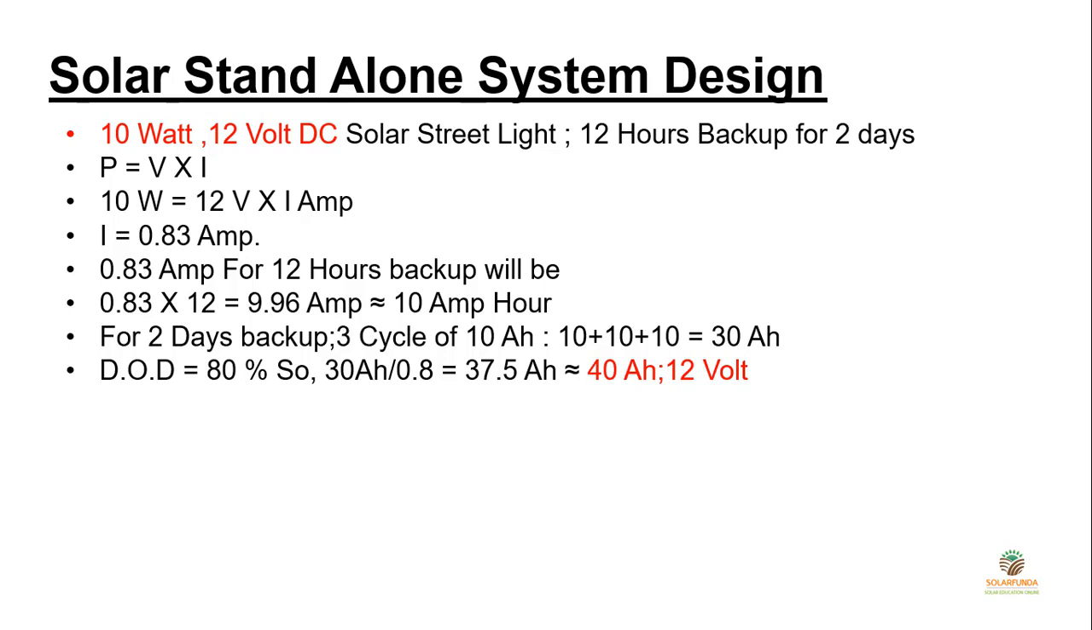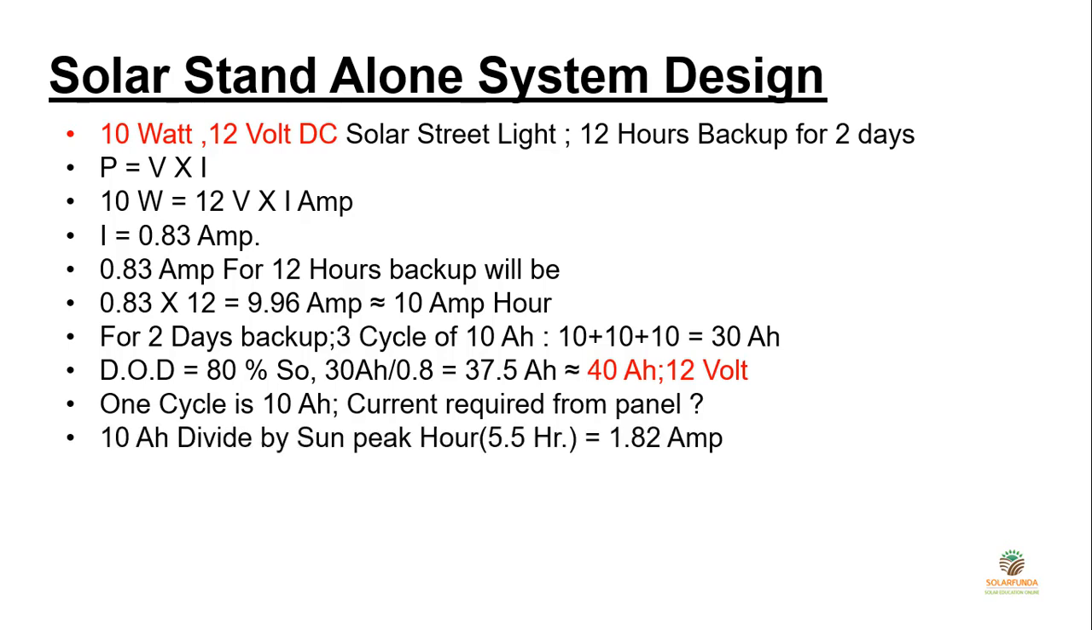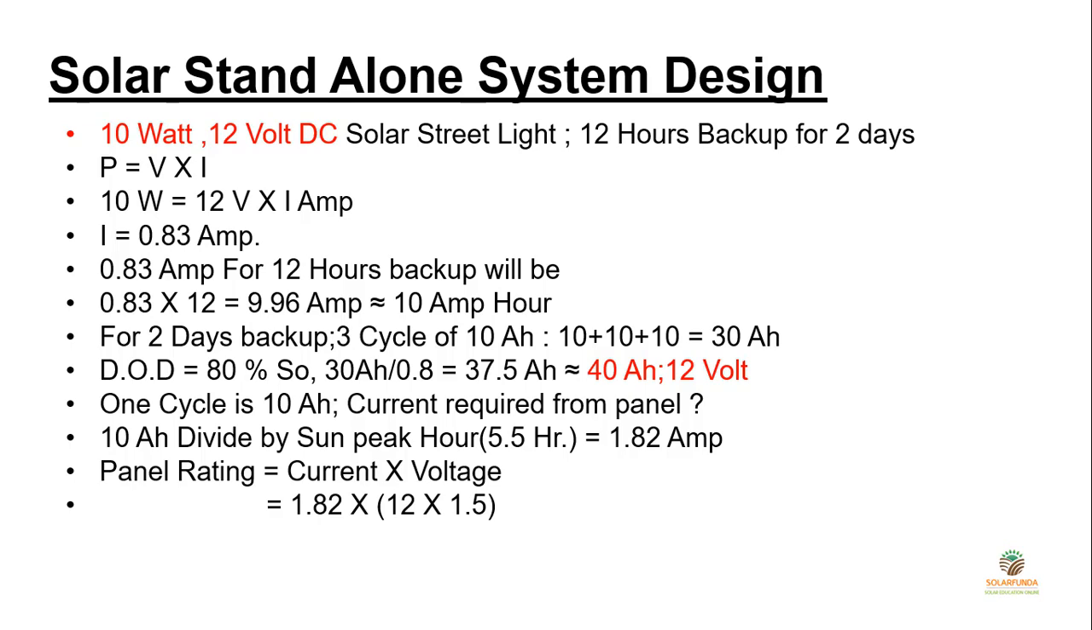For one cycle, the charging current required is 10 amp hours divided by the sun peak hours of 5.5 hours, equal to 1.82 amps. That's another technique of finding charging current. So, panel rating will be current multiplied by voltage. As I said, charging voltage should be more than battery voltage. So, I have multiplied voltage by 1.5 here.